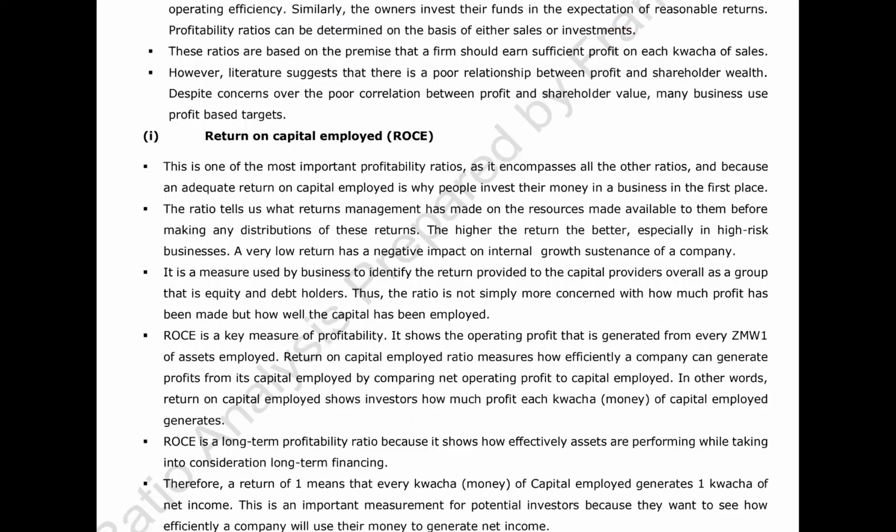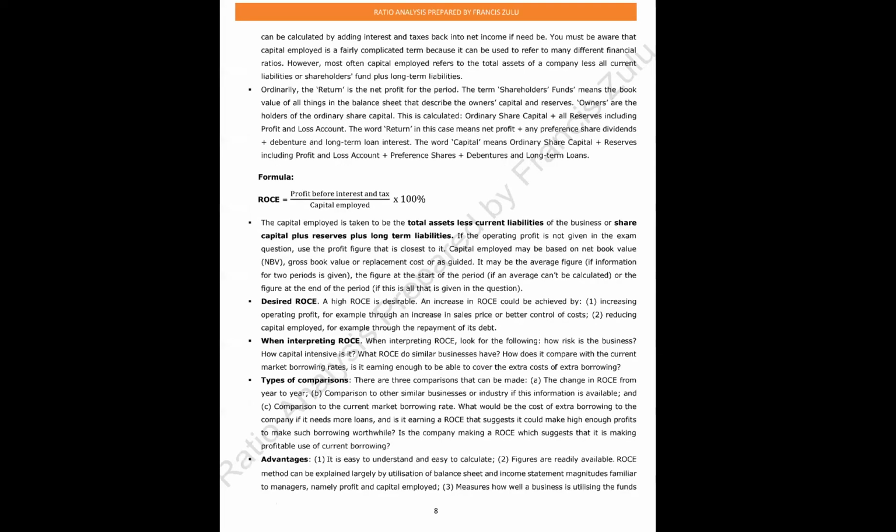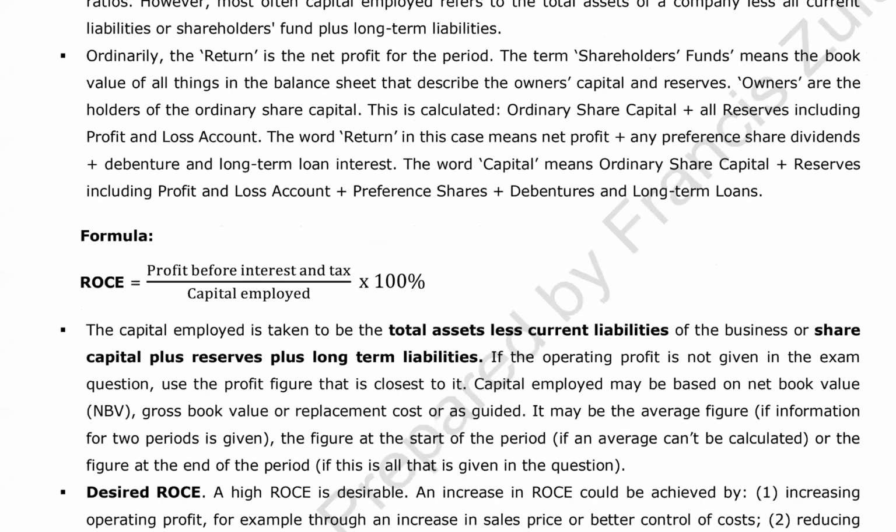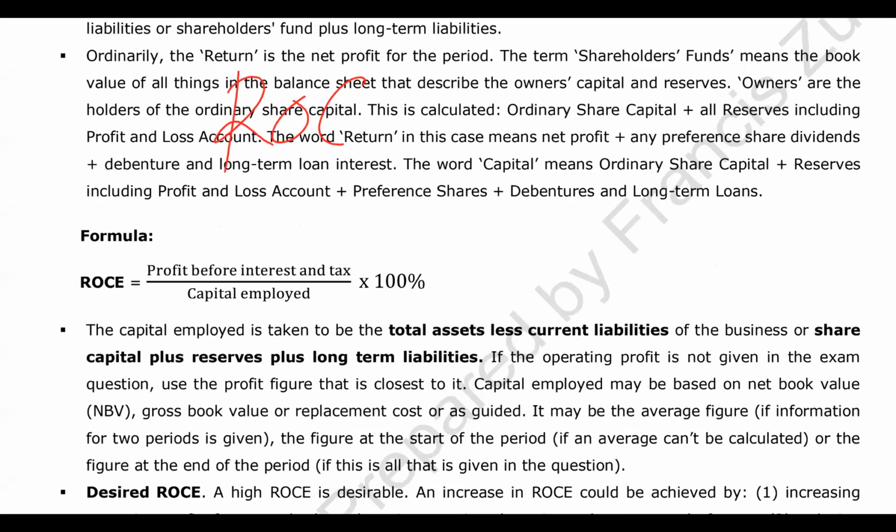So with the profitability and the returns ratios, the first one that we have is the ROCE, or the return on capital employed. ROCE is the return on capital employed. It is given as the profit before interest and tax, PBIT, divided by capital employed, all multiplied by 100. It will come out as a percentage. It is called the return on capital employed.